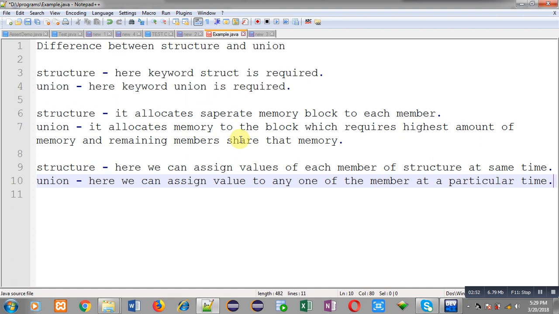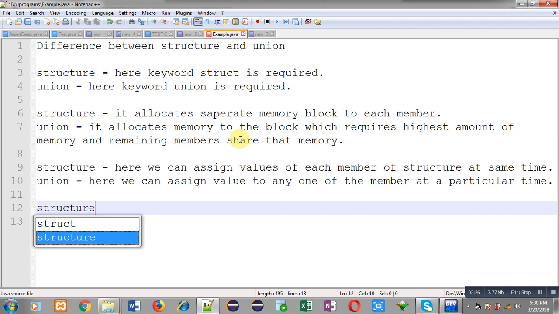union has a particular memory block which is common for all the members. So if a particular member is using that memory block, then another member cannot use that memory block. If you want to share that memory block with other members, then its previous member's value will be overwritten and new value will be placed. So structure assigns values to each member at same time, but this is not possible in case of union, because union is applying sharing nature.